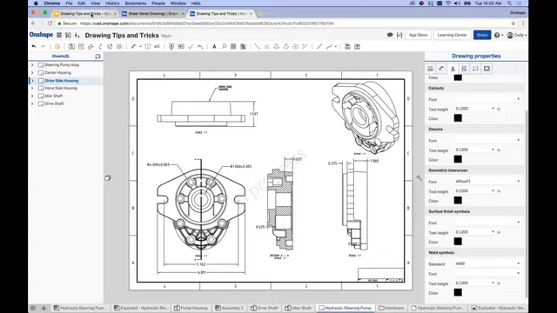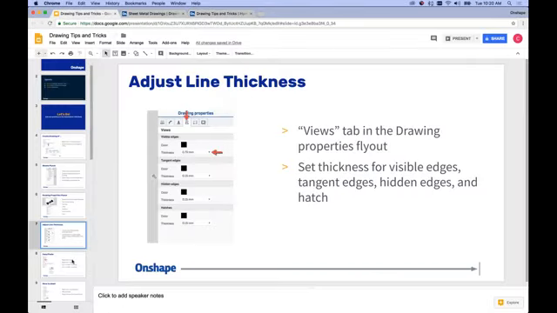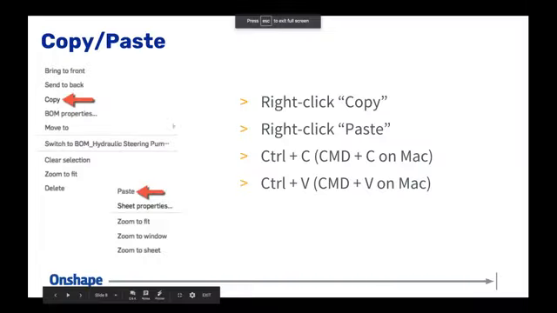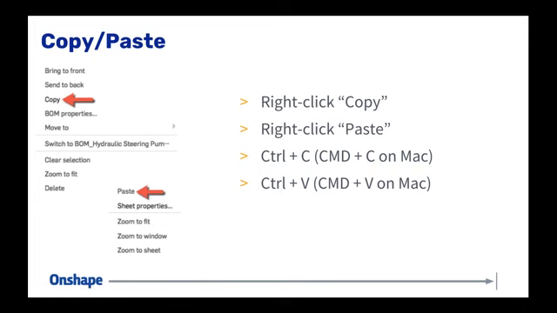The next one in my list is copy paste. This is a small productivity improvement that works in a number of different places, and it's very simple, easy to do. You can right click copy, right click paste, or you can use Control C, Control V, right? Or if you're on a Mac, Command C, Command V. Essentially, it's just copy and paste, but it's a very basic function, right?